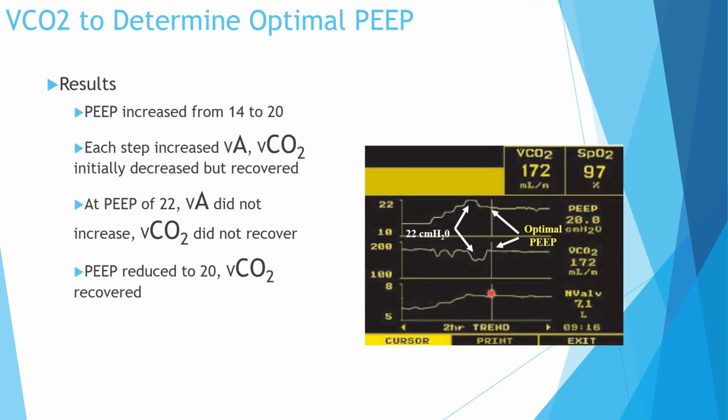And optimal PEEP is a good way to think of it being is when your oxygenation is the best, your CO2 is the least, because once you add any more pressure to that alveoli, you're going to be over-distended, and this CO2 is going to start going up while oxygenation goes down. So when oxygenation is best, the end-tidal CO2 will be the least.